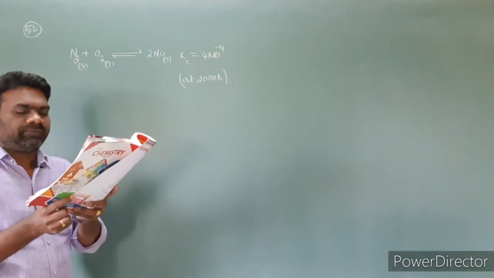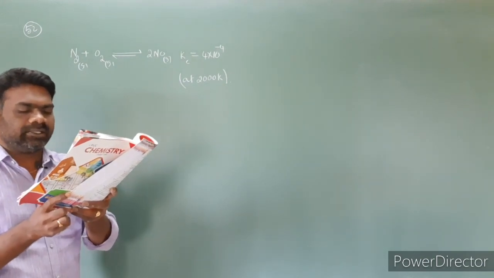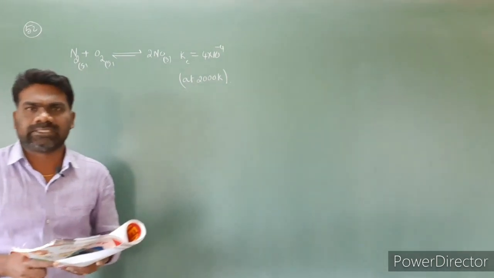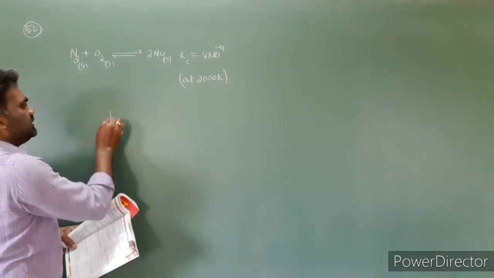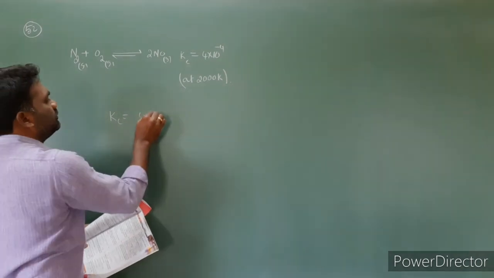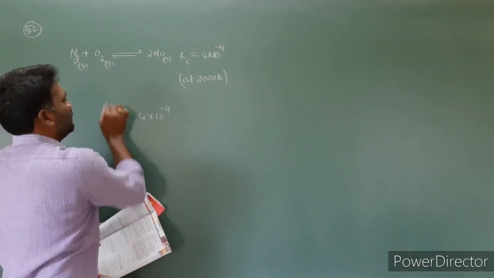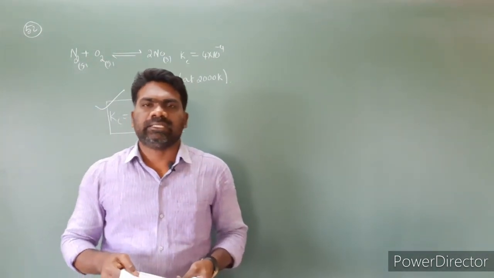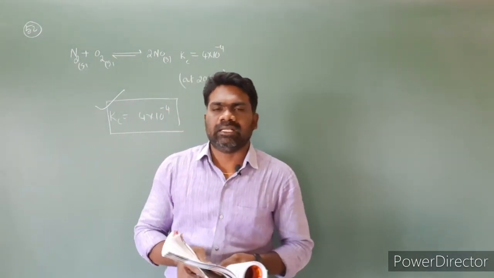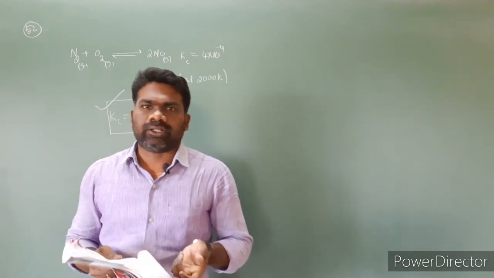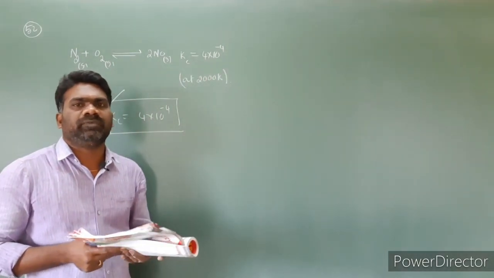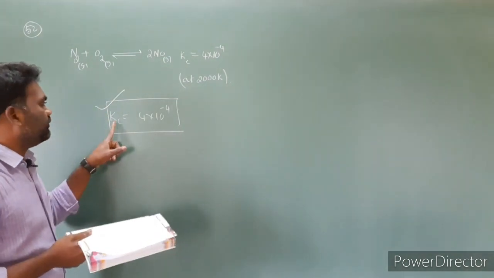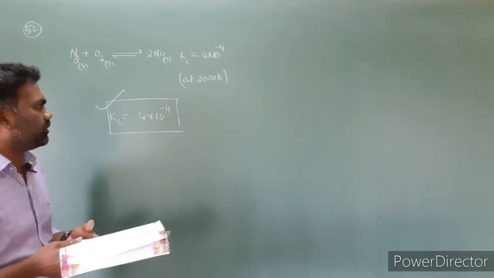Next, in presence of a catalyst, the equilibrium is attained 3 times faster. The equilibrium constant in presence of catalyst at 2000 Kelvin: the value of Kc remains the same, that is 4 into 10 power minus 4, because the value of equilibrium constant is independent of initial concentration of reactants and products, independent of pressure, independent of catalyst and volume of the vessel. So the value of equilibrium constant is independent of catalyst, so the value remains same. Kc is equal to 4 into 10 power minus 4.